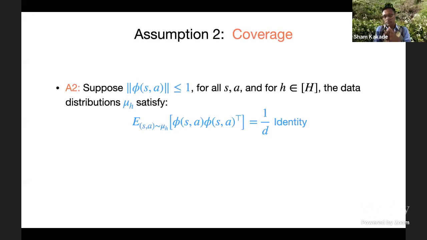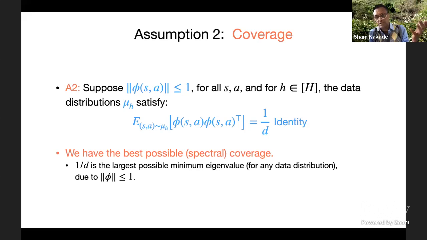And let's go ahead and assume the best possible coverage in a spectral sense. So with respect to our data distribution, mu, we're going to assume that our feature covariance matrix is 1 over d times the identity. And that is the best possible coverage because this is the largest minimal eigenvalue you can have when your features are bounded by 1. So this is the best shaped covariance matrix for covering all the directions. We're going to go ahead and assume that. At least in a spectral sense, we can't hope for anything stronger.